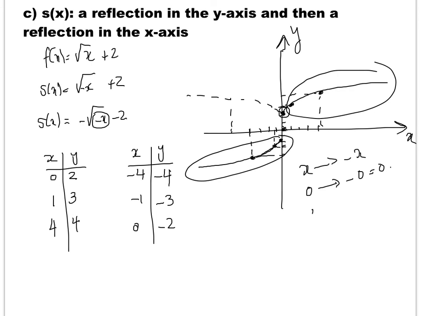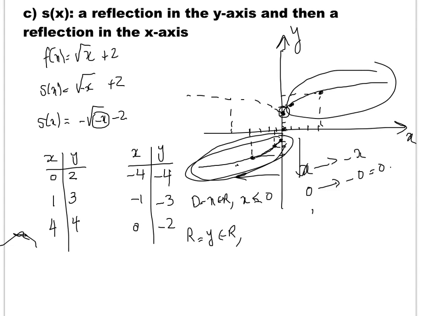Now, the last part of this example is to find the domain and range of this new transformed function. Now, if you look at this, we can see that the domain is x in R, and x has to be less than or equal to 0, because for this function, everything to the left is valid for x, and the range is y in R, and everything which is less than or equal to negative 2. So we say y less than or equal to negative 2.